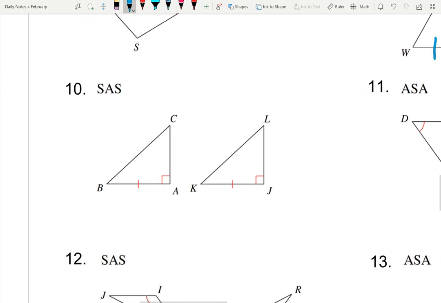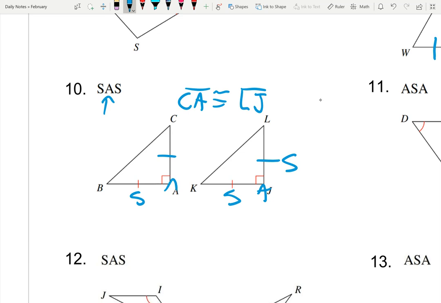Side, angle, side. Again, so we're looking for that angle to be between two sides. So we have one side, and then we have the angle here. So the other side that we would need is this one, so that the angle can sit between those two sides. So we would need CA to be congruent with, let's look at the other one. So here again, we have a side, we have our angle. So the other side we would need is this one, so that the angle is sitting between the two sides. So that's LJ. So CA needs to be congruent with LJ. That would make a side angle side congruence.